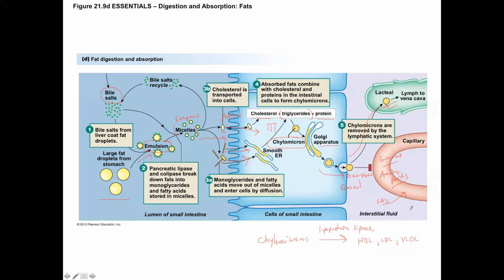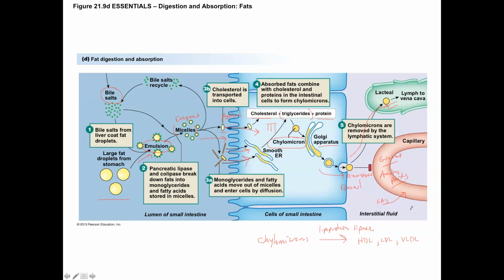We don't talk a lot about nucleic acid digestion and absorption simply because it's not used for energy purposes, but obviously very important to have the building blocks for DNA and RNA in circulation and moving out to cells.